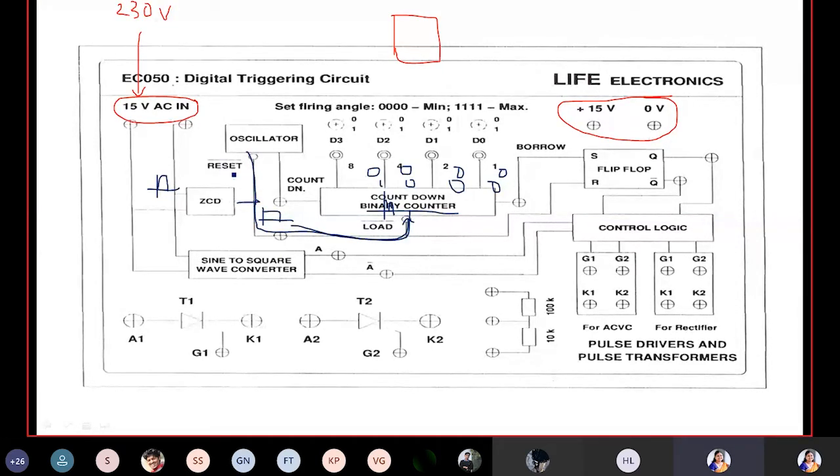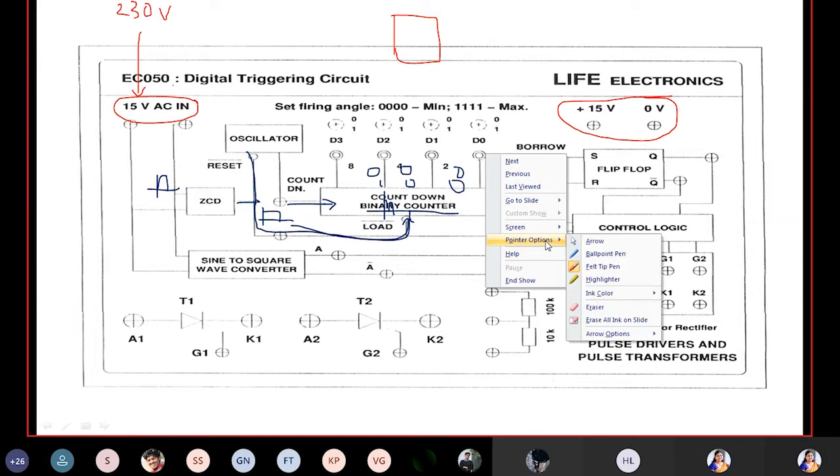Now, what this reset button is doing here is, whenever the reset button is provided, the oscillator will provide signals to this counter. The counter output will be given to this side. Then the counter, based on the delay, will pass the signals. Is that clear? No? Shall I repeat?